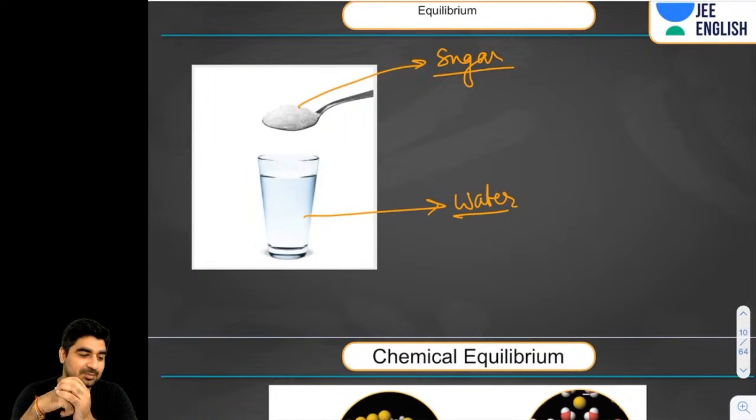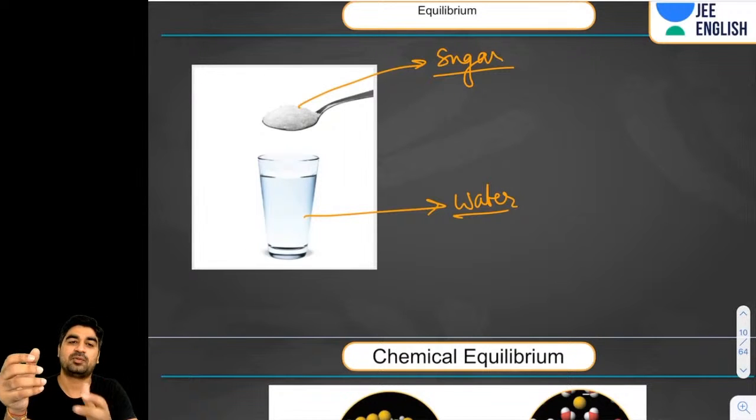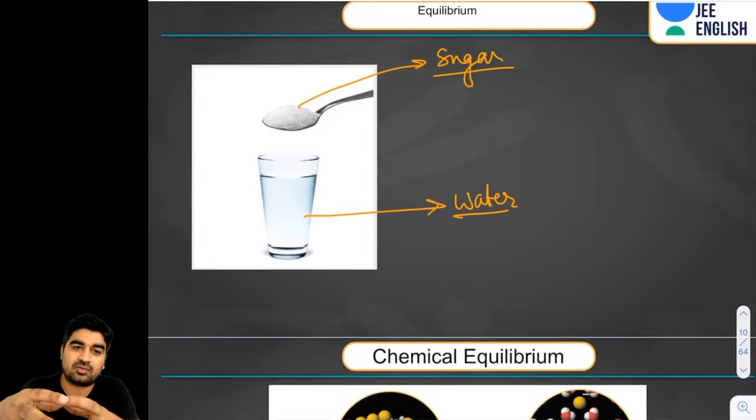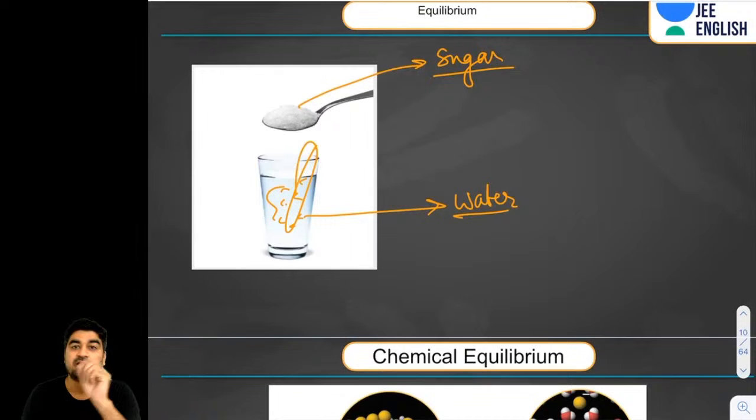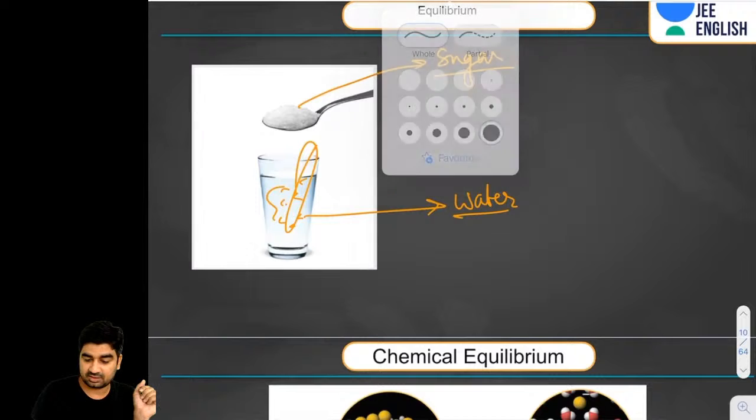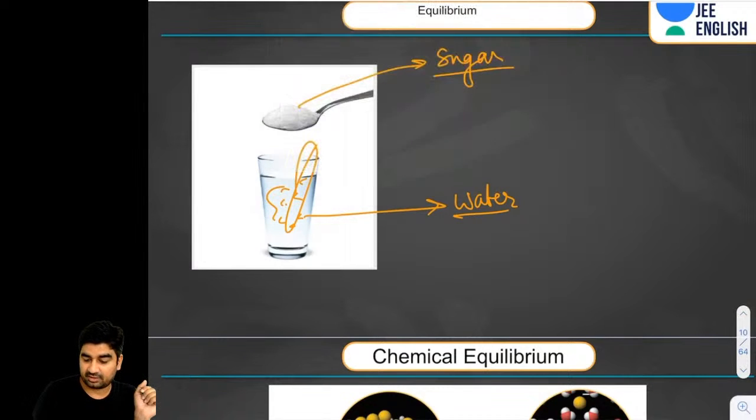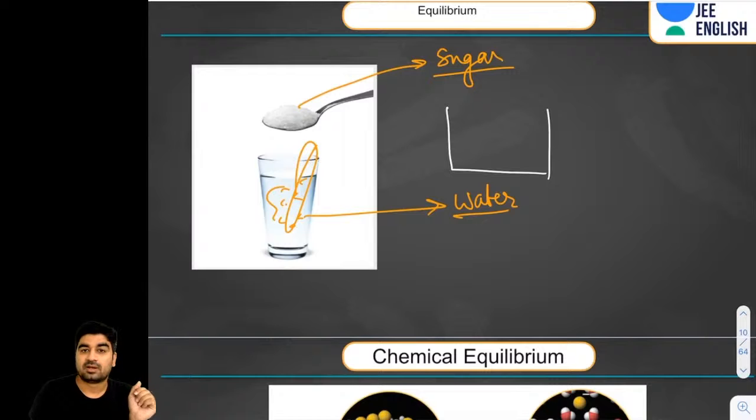I'm taking this example because in our day-to-day life we generally come across this scenario, and especially in the summers we prepare shikanji, lemon water. So we take a glass of water, mix sugar into it and stir it. Once we stir the sugar, it will dissolve. And certainly a stage will reach, guys, when all this is water.